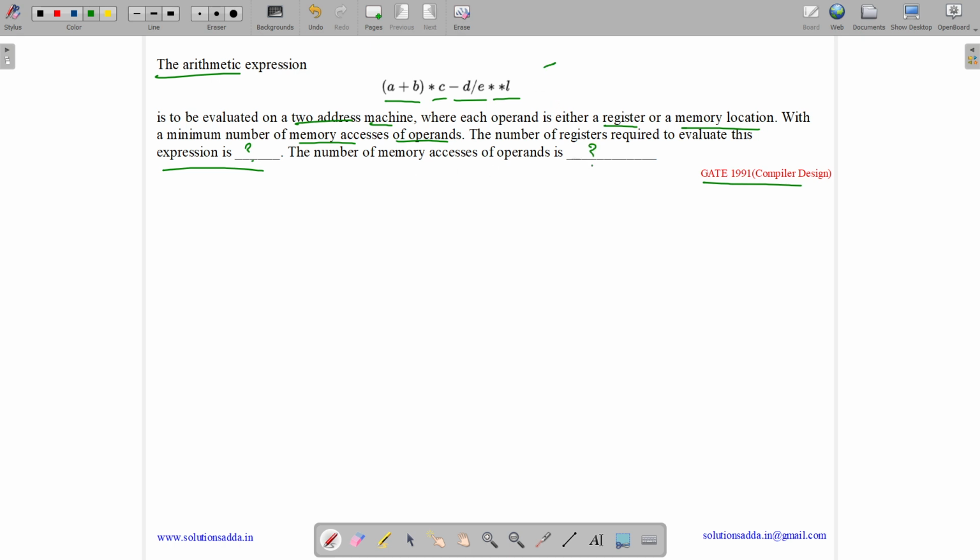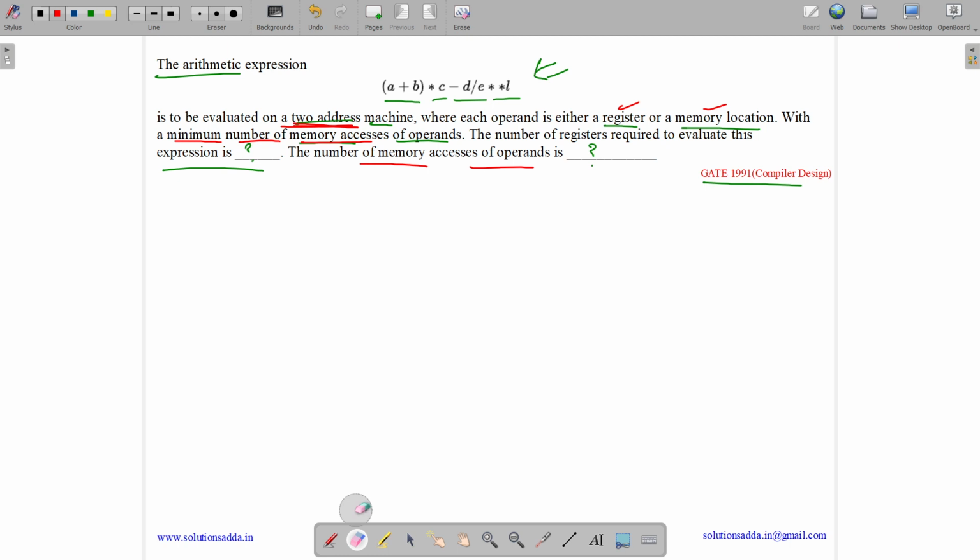So we have been given an expression and told that we have a two-address machine. Two-address machine means we will have two addresses, either a register address or a memory address, where each operand is either a register or a memory location. We need to find the number of registers required to evaluate this expression and the number of memory accesses of operands, in the case where it should be minimum. We should have the minimum memory accesses.